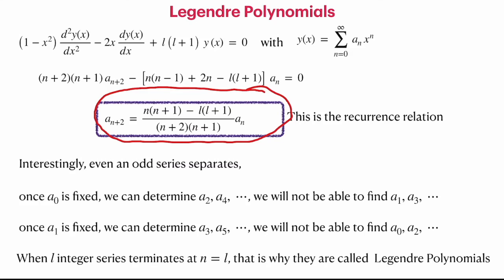Now, another important point to notice here is that the series terminates. That means you can see that when n reaches the value of l, the numerator of this recurrence relation becomes 0, and all the a_(n+2) after that become 0. That means the series terminates, and we have a polynomial as a solution to Legendre's differential equation whenever l is an integer. So that is why these solutions are called Legendre's polynomials.